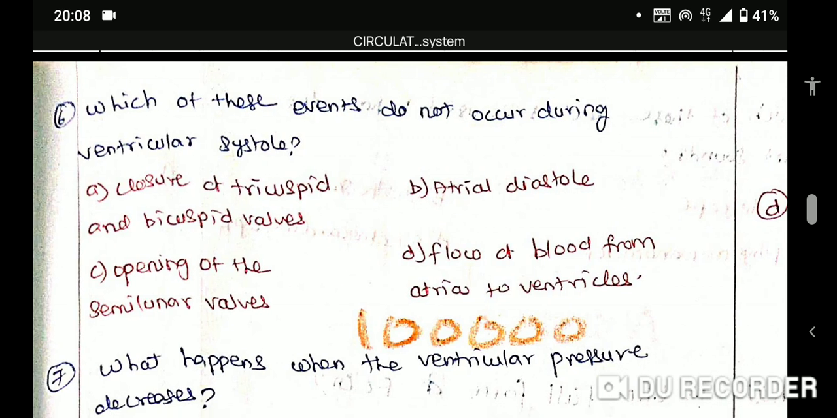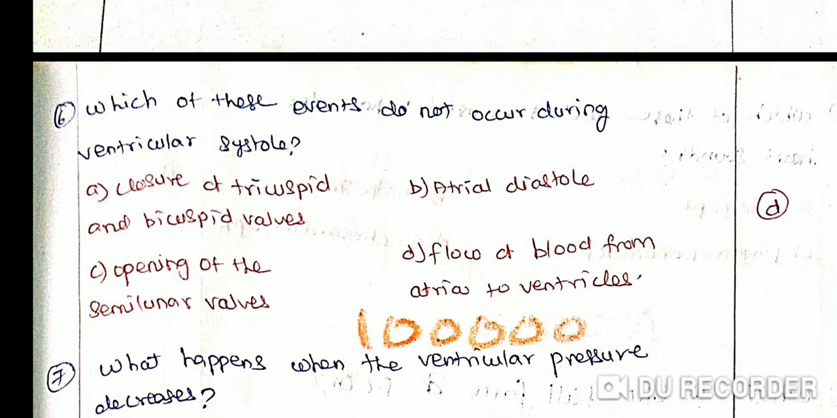Which of these events do not occur during ventricular systole? Option A, closure of tricuspid and bicuspid valves. Option B, atrial diastole. Option C, opening of the semilunar valves. Option D, flow of the blood from atria to ventricles. The correct answer is option D. During ventricular systole, or the contraction of the ventricles, the tricuspid and bicuspid valves close and the semilunar valves open. The atrial diastole occurs at the same time as the ventricular systole.